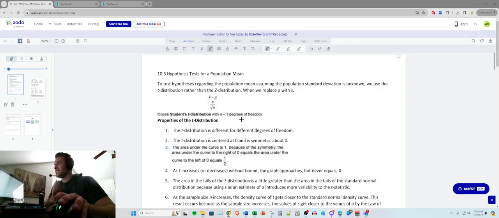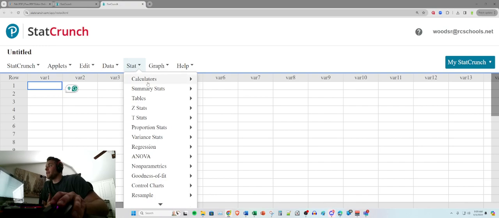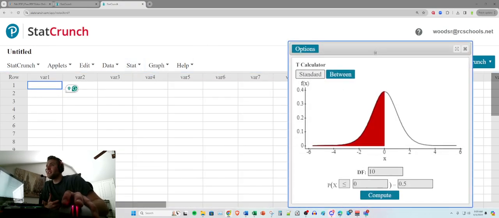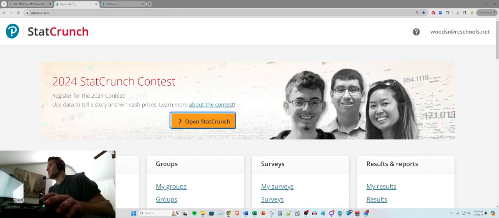So we've learned about this t distribution and the degrees of freedom. A lot of StatCrunch is going to do this for us, but we've seen how the t distribution works. It's centered at 0 and is symmetric about 0, and the area under the curve is 1. Because of the symmetry, the area under the curve to the right of 0 equals the area to the left. I'm going to pull this up in StatCrunch. If you want to have this open, go to Calculators, t distribution. We've already seen this distribution, but that's what is going to be created. The sampling distribution of our statistic will take on these values.